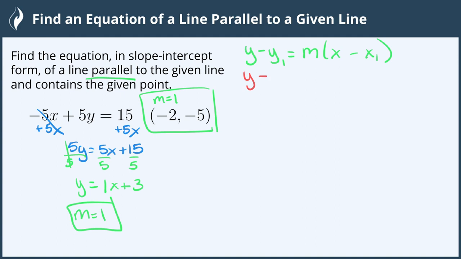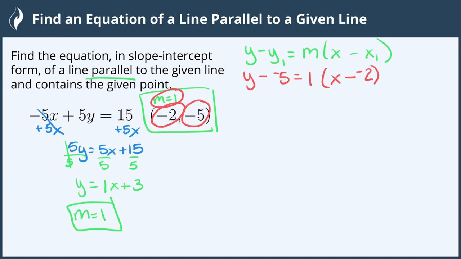So we have y minus the y value of our point, which is negative 5. The slope is the same, which is 1. And we keep the x because it's part of the equation. Minus x sub 1 is the x coordinate of our ordered pair, so it's minus negative 2. And now we just solve for y.